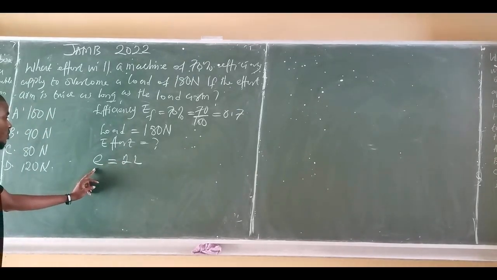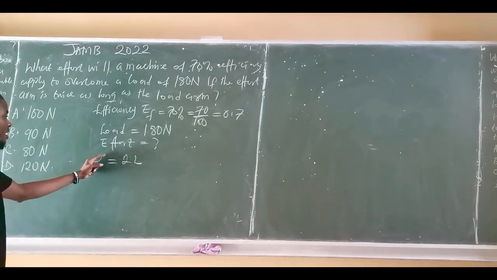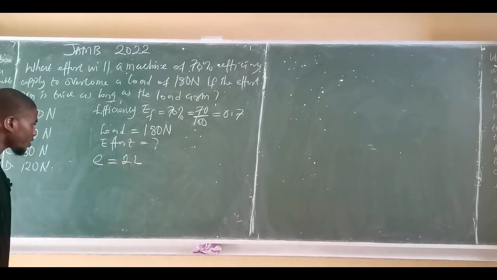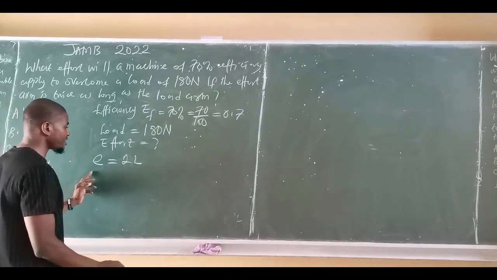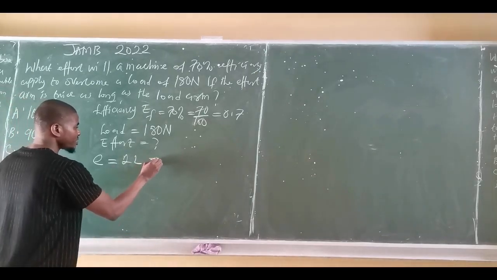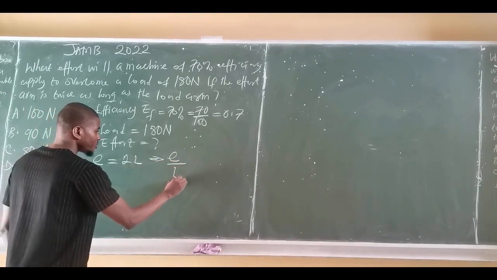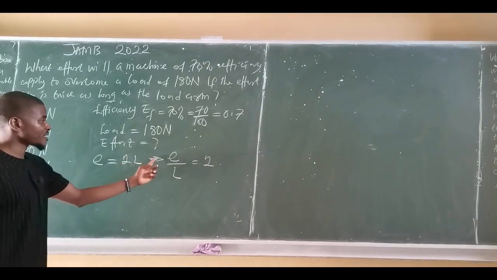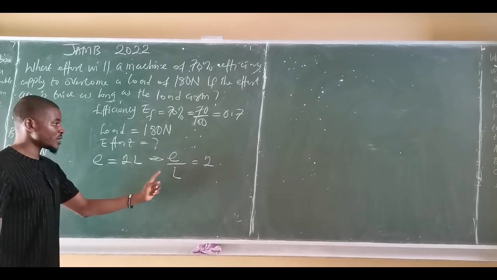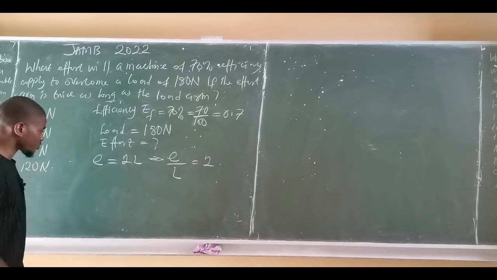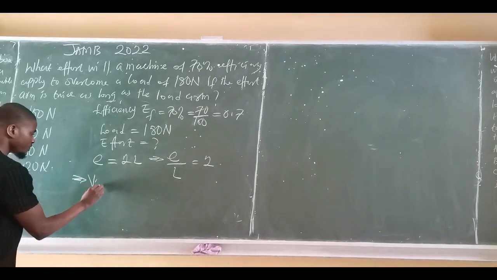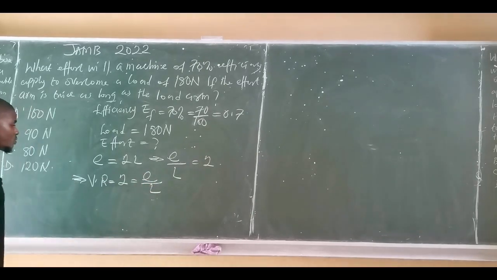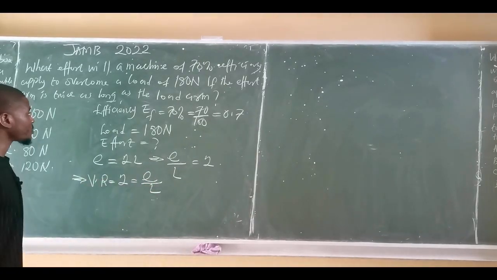The effort arm is twice as long as the load arm. So the distance moved by the effort arm is equal to 2 times the distance moved by the load arm. All right, so from here, what you simply do is divide both sides by the load, L. So this simply means that effort arm divided by load arm is equal to 2. Now recall that distance traveled by effort arm divided by distance traveled by load arm simply gives us what is called the velocity ratio. So it simply means that velocity ratio, which is V.R., is equal to 2, and that's equal to the effort arm all over the load arm. Hence, the velocity ratio of this machine is simply equal to 2.